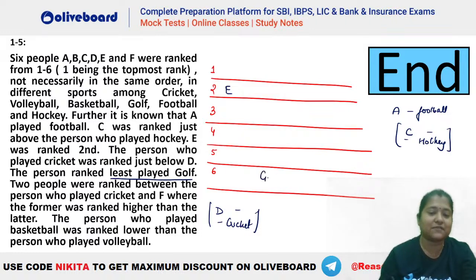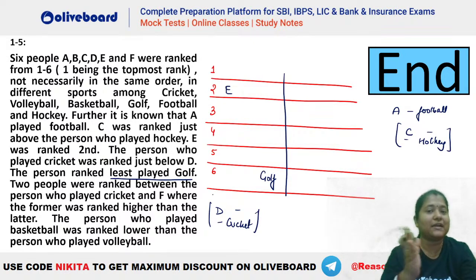So that means the one who is at this rank, that is 6, will be playing golf in here, right? So this is your golf. After that, what is given? 2 people are ranked between cricket and F, where former is ranked higher than the latter. Former means the one that is mentioned first in the given hint here. Latter means the one that is mentioned second in here. So that means 2 people have to be there between cricket and F.